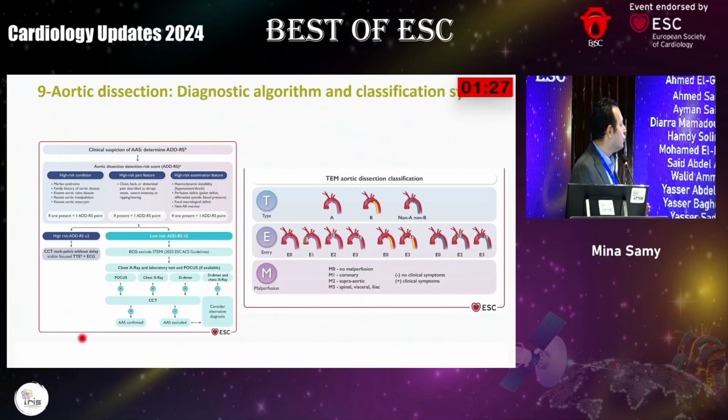If the diagnosis was confirmed with acute aortic syndrome, the guidelines recommend that we use this classification, the TEM classification. So it helps us with the management. The T is the type, whether it's type A, type B, or non-A, non-B. The E is the entry point, at which part of the aorta, and the M is the malperfusion. If there is malperfusion, and if it's there, coronary, supraaortic, or down to the spinal and visceral.